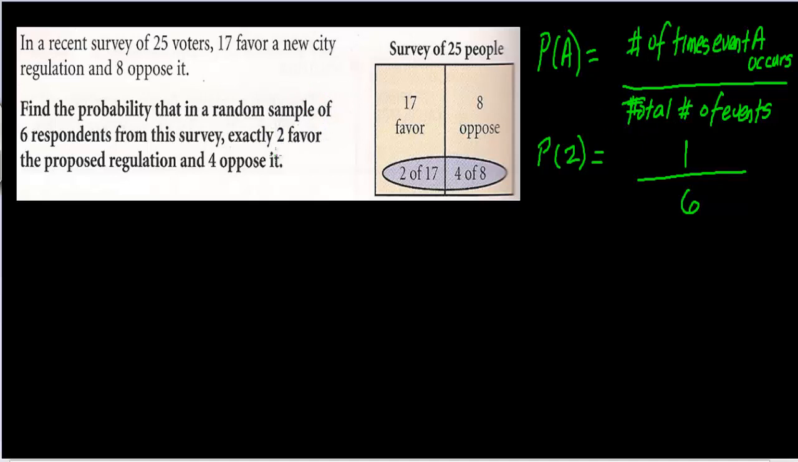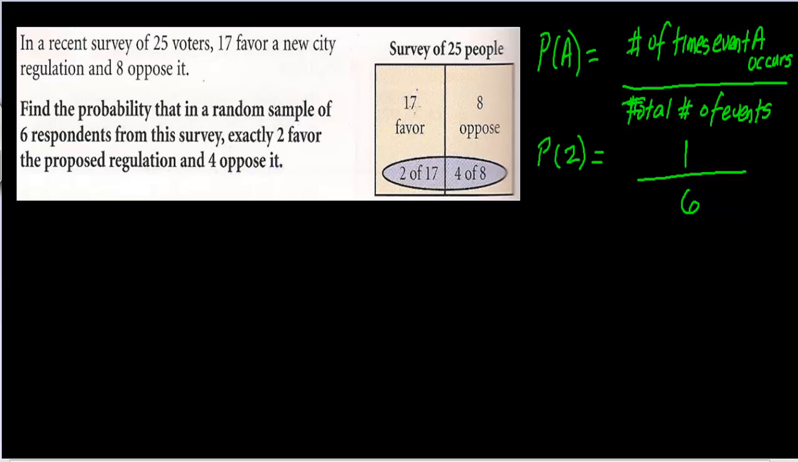This is an example that's in your book. In a recent survey of 25 voters, 17 favor a new city regulation and 8 oppose it. So there was an election on a regulation, 25 people voted on it, and the results were that 17 favored the new regulation, but 8 did not. Find the probability that in a random sample of 6 respondents from this survey, exactly 2 favor the proposed regulation and 4 oppose it.